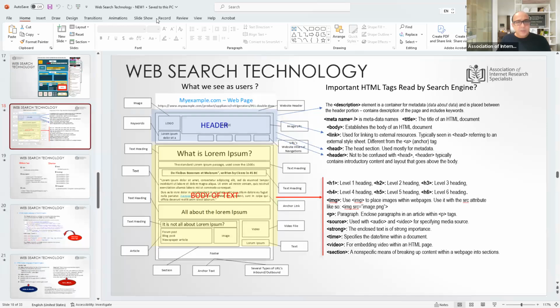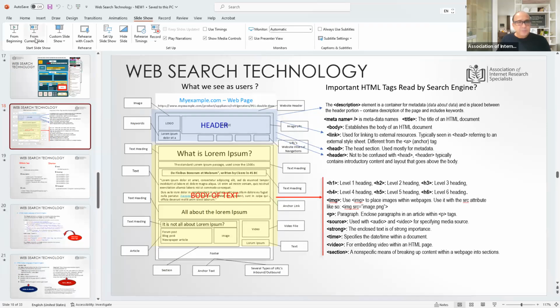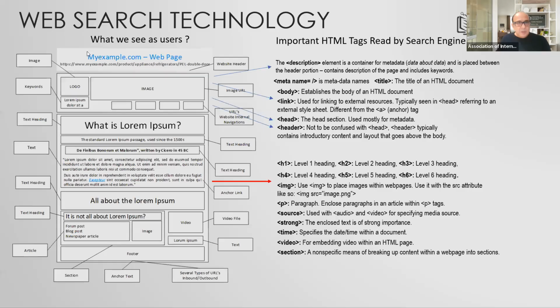So take this one as an example. Now imagine that this is a web page. Okay. And in this web page, we have the top portion, which is the header portion, and then this is the body of text. And you could see that there is a marking of what is embedded or what is shown on those pages.